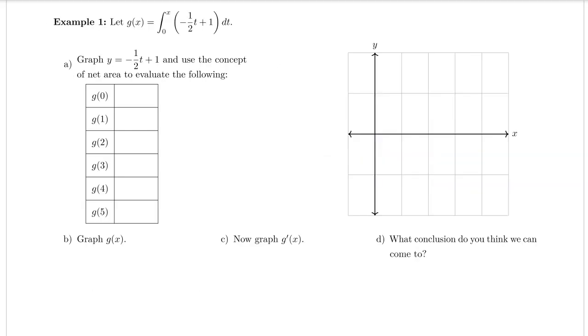Example 1 says, let g(x) equal the definite integral from 0 to x of the linear function negative 1/2 t plus 1 dt. Part A says graph y equals negative 1/2 t plus 1 and use the concept of net area to evaluate the following inside of our table. Let's go ahead and graph our linear function to start off. So we have y equals negative 1/2 t plus 1. That means that we have a y-intercept of (0, 1), and then our slope is negative 1/2. So we go down 1, right 2 units, and then down 1 and right 2 units.